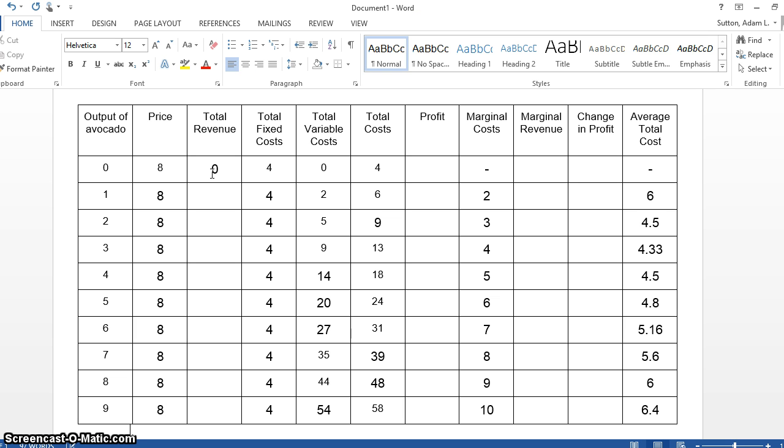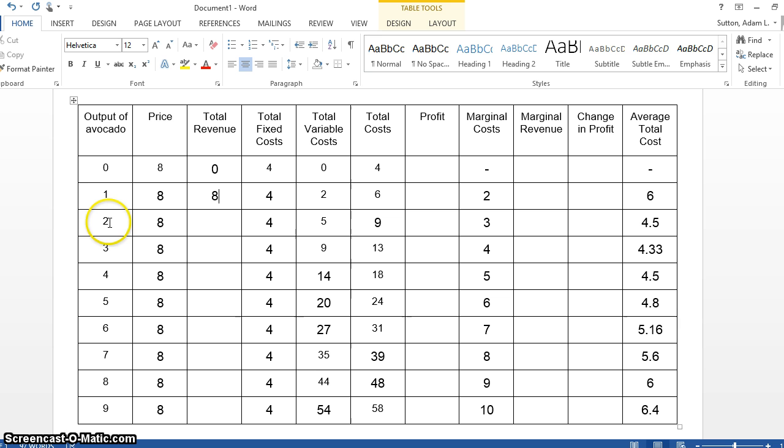Oh, I filled in one too many. Just like that. Now, total revenue. How do I find my total revenue? Well, how did you find 0 here? You looked at the quantity, the level of output, and you looked at the price. I sold 0 at $8, so that meant I brought in $0. This first one here, I sold 1 for $8. So how many dollars did I bring in? It sure sounds like 8 to me.